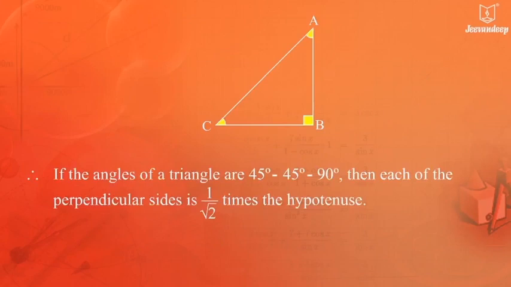Therefore, if the angles of a triangle are 45 degrees, 45 degrees, 90 degrees, then each of the perpendicular sides is 1 upon root 2 times the hypotenuse.